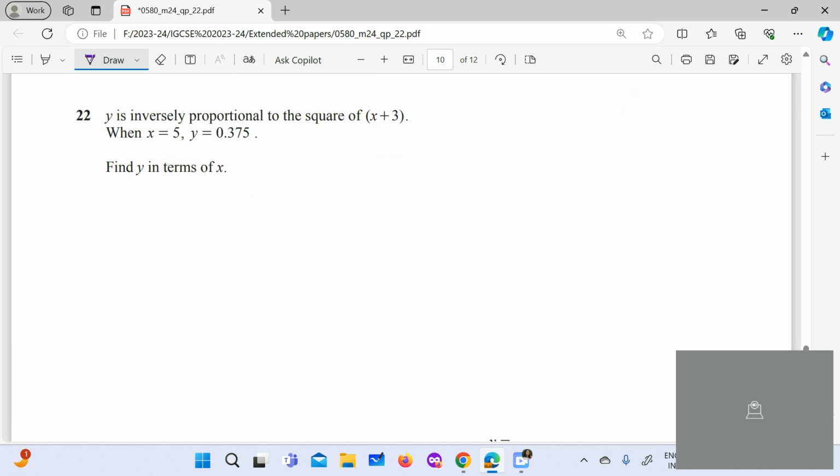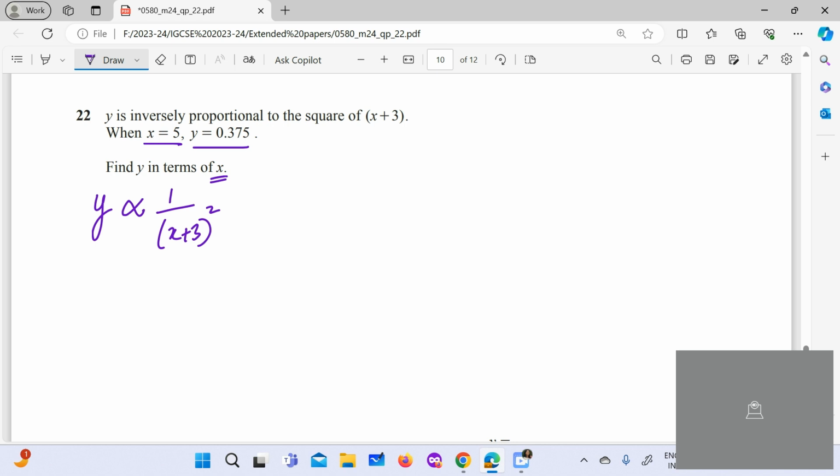Now the next question. y is inversely proportional to the square of x plus 3. So let's write this first sentence. It says y is inversely proportional to the square of x plus 3. So definitely it will become x plus 3 whole squared. When x is equal to 5 and y is equal to 0.375, find y in terms of x. So be careful about this thing.